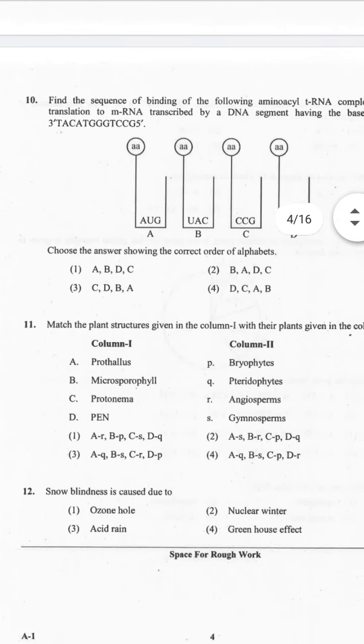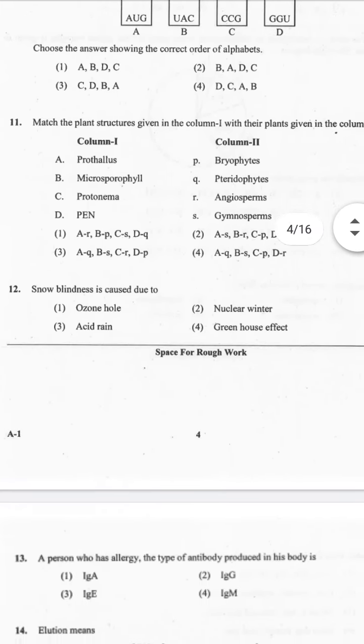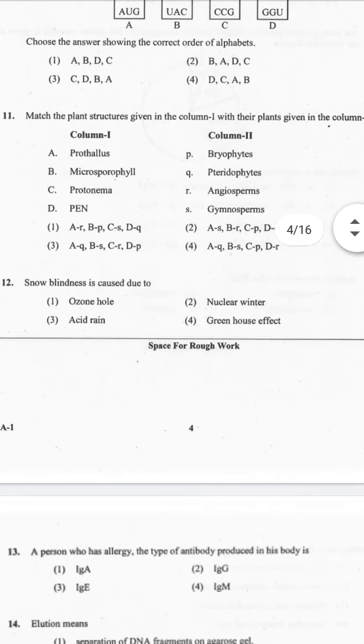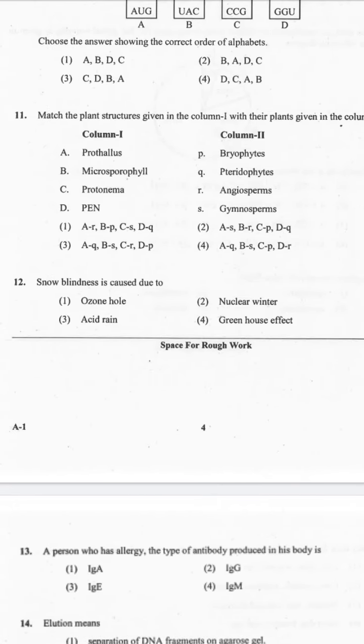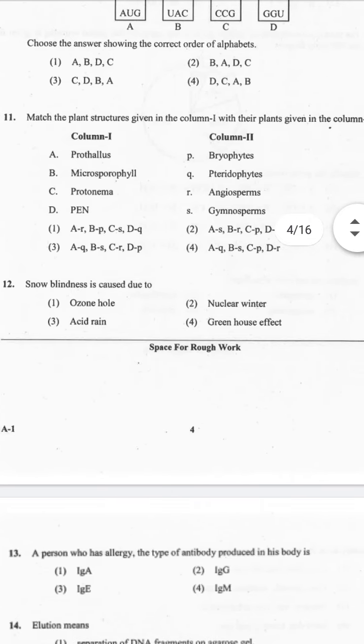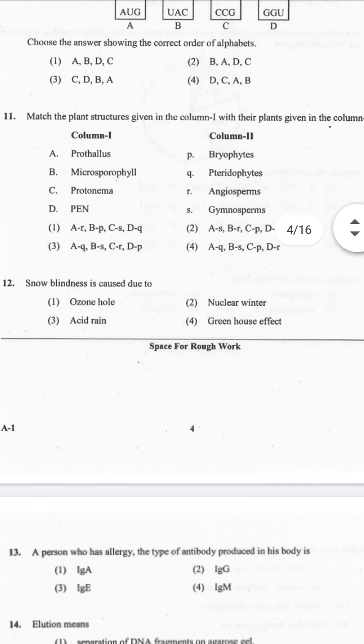Now let's go to 11th question, a matching question. Match the plant structures given in column 1 with their plants given in column 2. The correct matching for the given 11th question is option 4. It means A matches with Q, B matches with S, C matches with P, D matches with R. Now let us see the solution for this question.